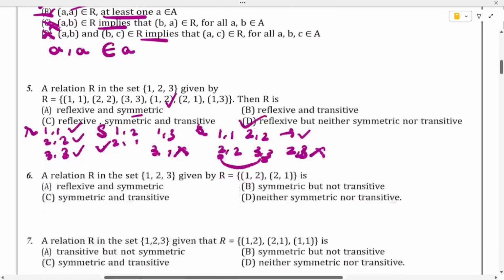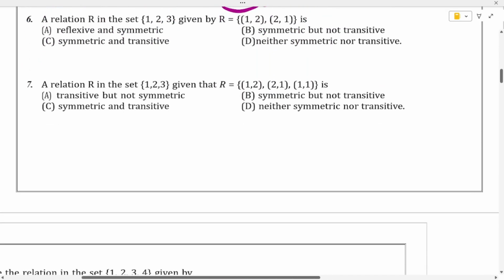Now let's see the sixth question, that is a relation R in the set A = {1, 2, 3} is given, (1,2) and (2,1). (1,2) and (2,1) means what? It is symmetric but not transitive, that means (1,1) is not belonging here. If you answer (1,1) is not belonging to the relation, you can say the answer.